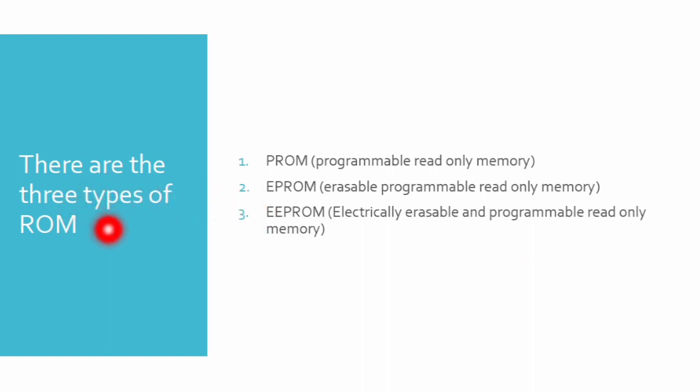There are three types of ROM available in the market. These are PROM, programmable read-only memory. Second one, EPROM, erasable programmable read-only memory. And the third one, EEPROM, electrically erasable and programmable read-only memory. In our next video, we will have a discussion over the types of ROM, that is PROM, EPROM and EEPROM. It is a non-volatile memory, that is the contents will not get erased when the power supply is cut off.